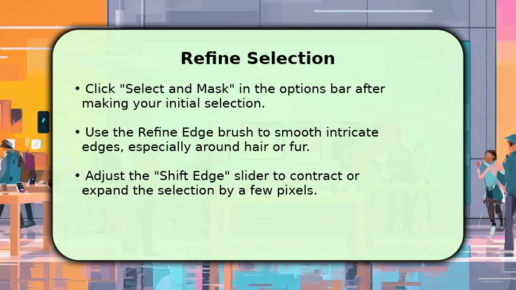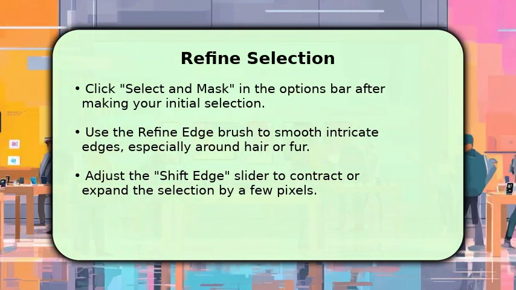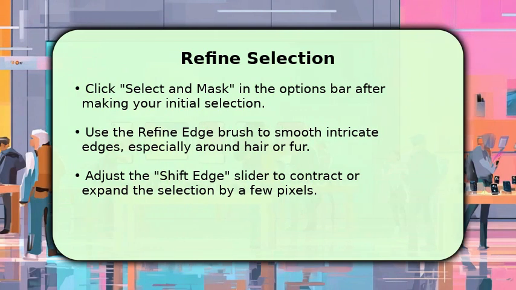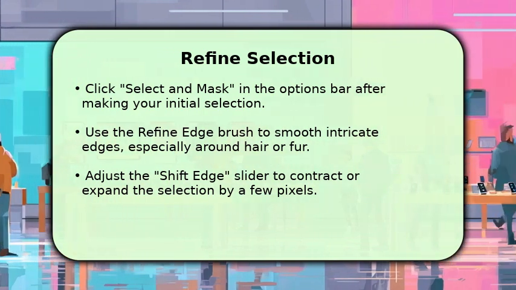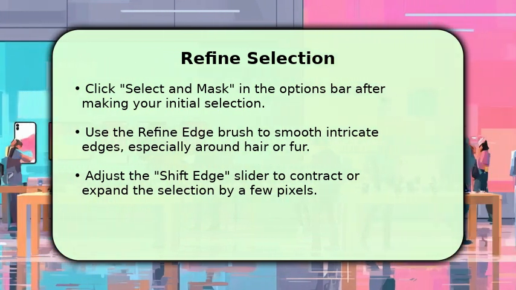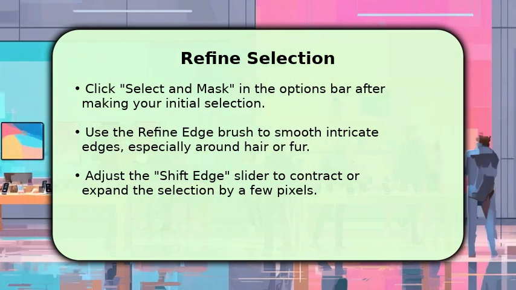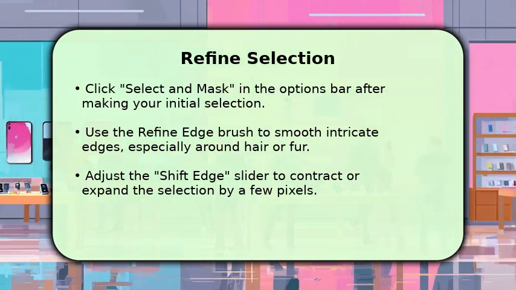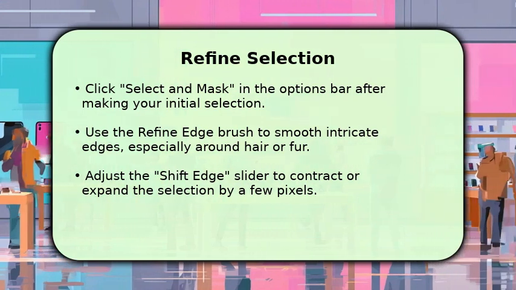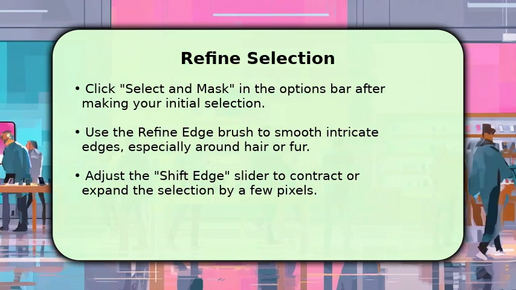Here, use the Refine Edge brush to gently paint over complex areas like hair, allowing Photoshop to intelligently detect and refine those edges. You can also adjust the Shift Edge slider by a few percentage points to fine-tune the boundary, then output to a new layer with a layer mask.